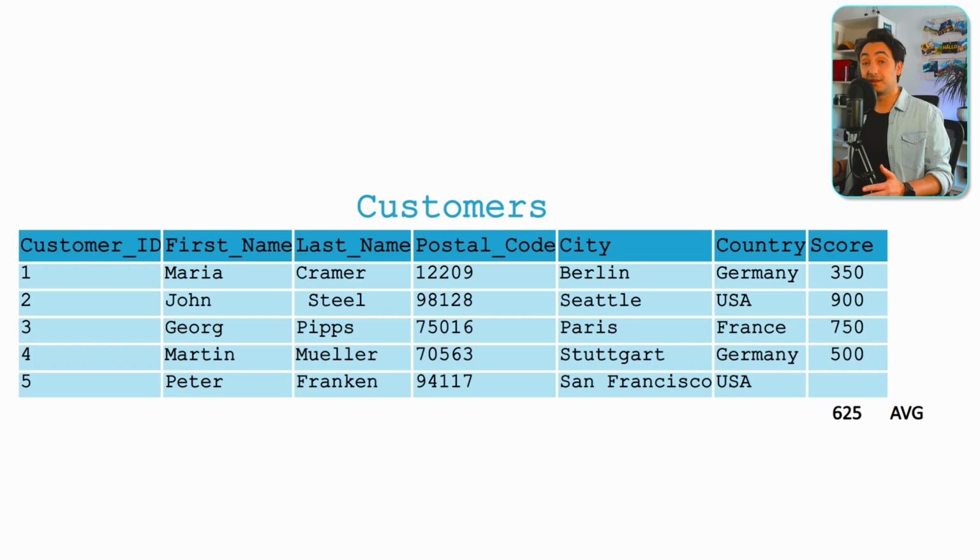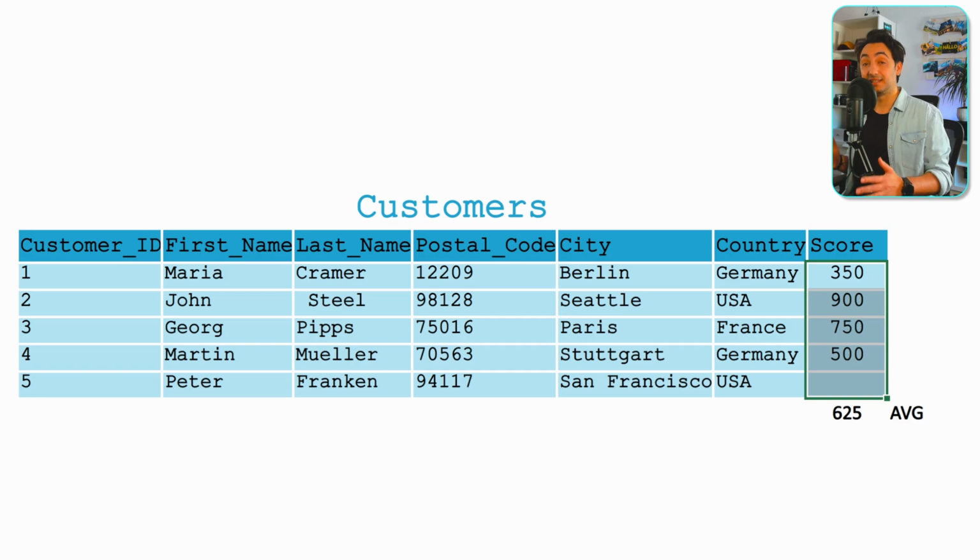Alright guys, so there is another issue with the joins compared to the relationships. Sometimes in joins we might get wrong answers if we are doing calculations on the measures. So let's take this example. On the customers table we have the score. For each customer we have a score and we have those 5 customers. The average of this score is going to be 625.